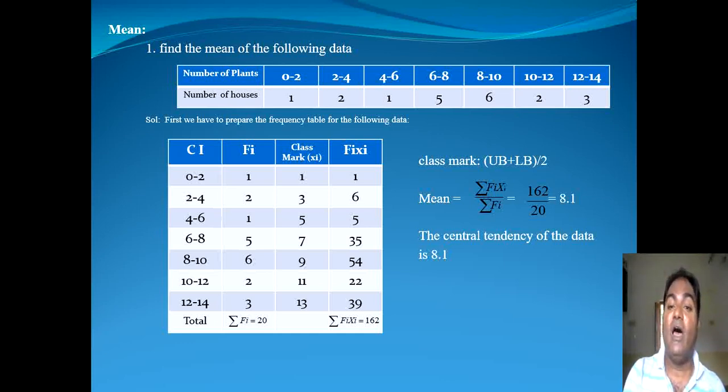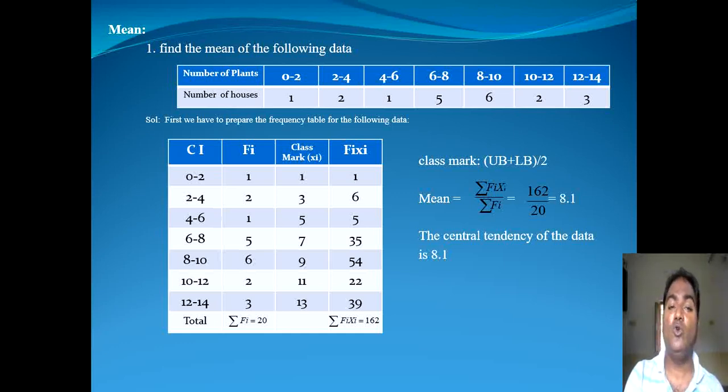The formula to find the mean, the first, ungrouped formula, is summation fi into xi by summation fi. Now, after finding fi into xi, we get summation fi into xi as 162. 162 divided by 20, that is summation fi, equals 8.1. The central tendency of the data is 8.1. That means, on an average, there are 8.1 trees in all the houses. So this is how we find the mean of an ungrouped data.